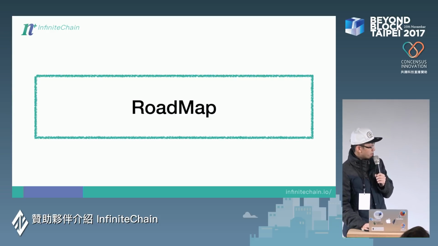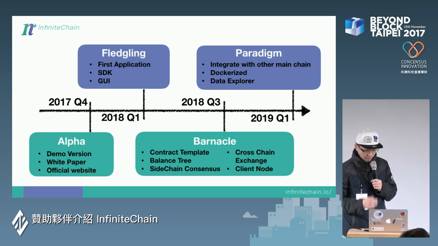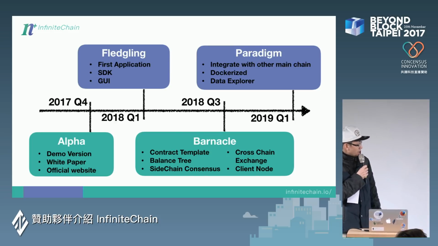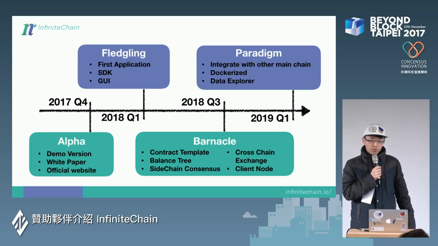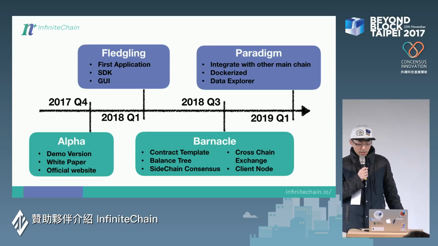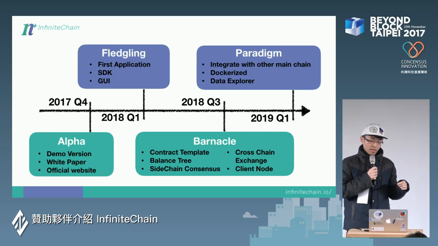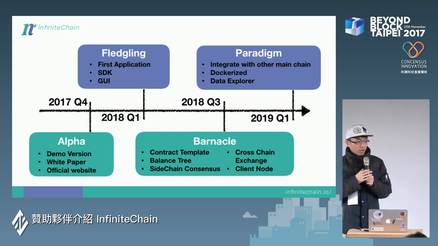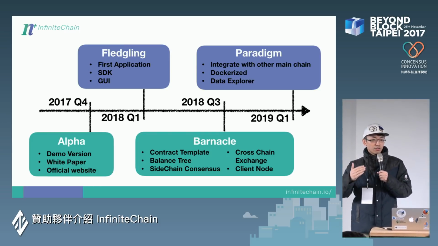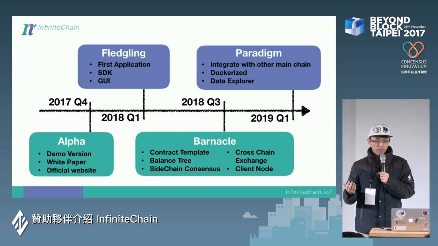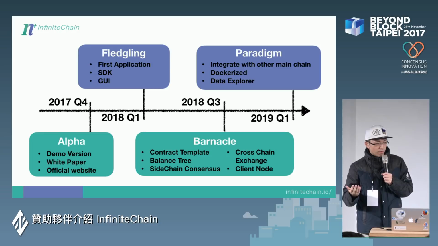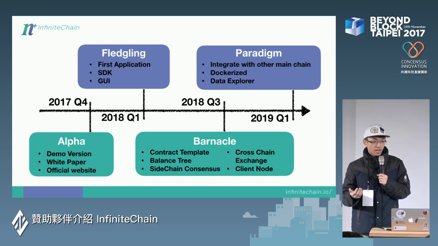So here is a roadmap. We just finished our first demo version system. And now we are going to cooperate with our partner for our first application. And now our team is going to develop the SDK and GUI. So Infinite Chain wants to be a bridge between the centralized system and blockchain, so that every large-scale bank or corporation or government can use our technology and these transactions can be supervised by them.